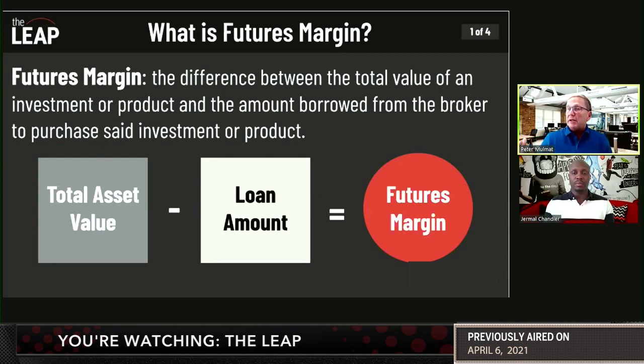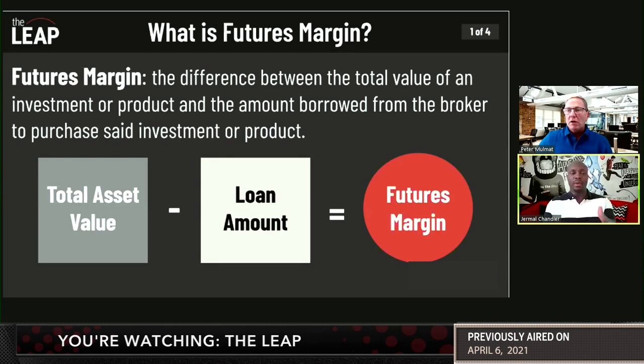We talked about it yesterday, last week, the idea of a futures contract. And why do we get this leverage, or why do we get this amount? It's the nature of the futures contract. So the total asset value minus the amount that we have to use, or that we forgo out of our account, is your futures margin. And it's as simple as that.